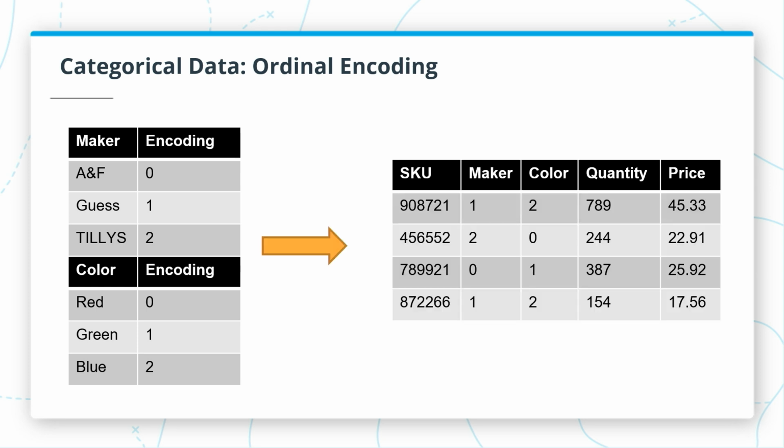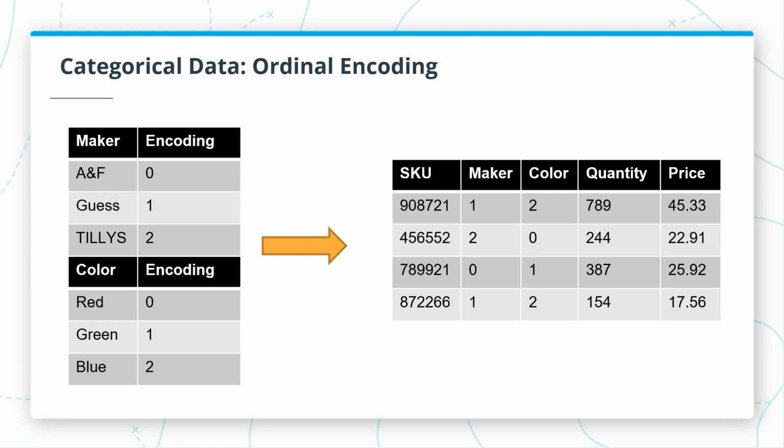Now, let's look at the transformed data set using these two encodings. You can observe, for example, the maker for the first row is Guess and the color is blue. The transformed table now only has numeric values. Unfortunately, this simple approach also has some drawbacks.